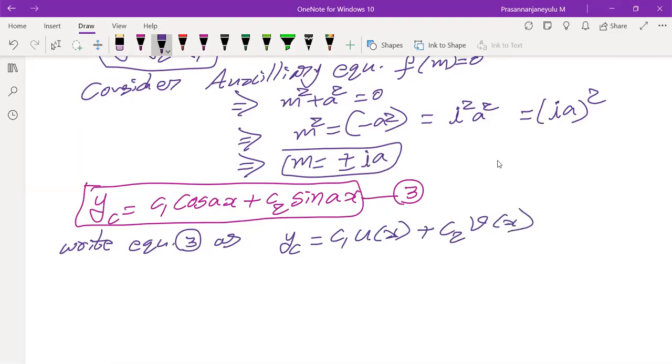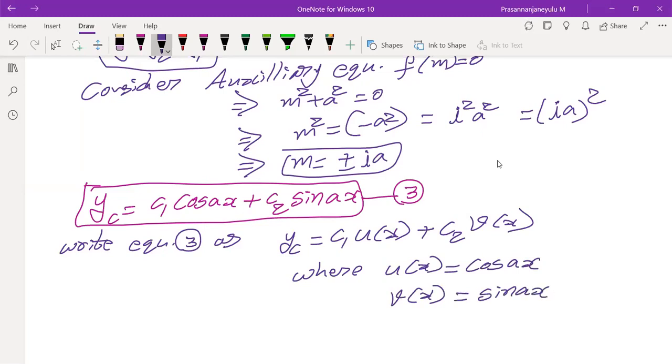What is u of x and v of x here? u of x equals cos ax, v of x equals sin ax. And these things will be useful for us, so I'm putting these two things in the box for our future reference.